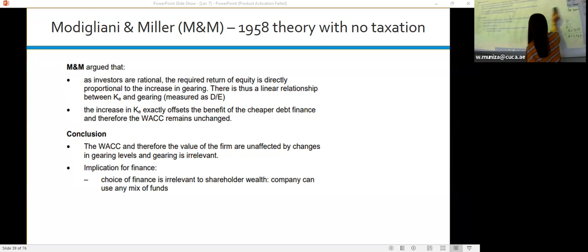So Atif, are you clear about the linear relationship? The more the debt is going to be there, the higher the cost of equity.